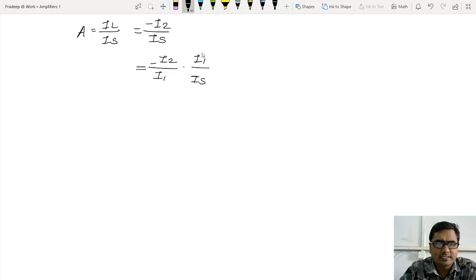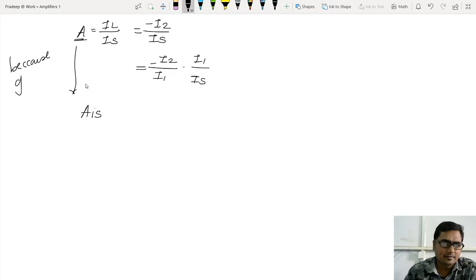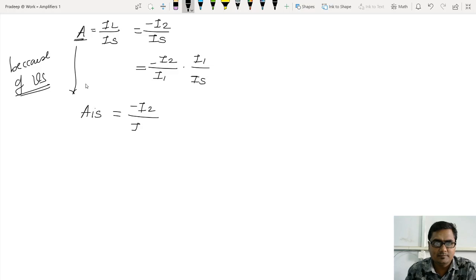Now see, I1 will get cancelled. Eventually what I am getting is minus I2 divided by Is, which is A. Now this A will become AIS, because of the voltage source Vs I have considered. So what is the value of AIS then? The value of AIS is equal to minus I2 divided by I1 multiplied by I1 divided by Is.